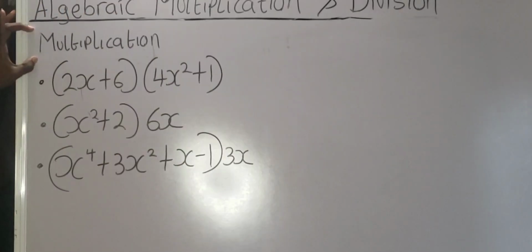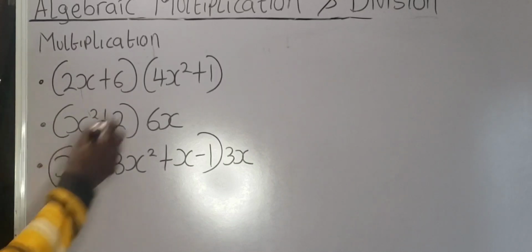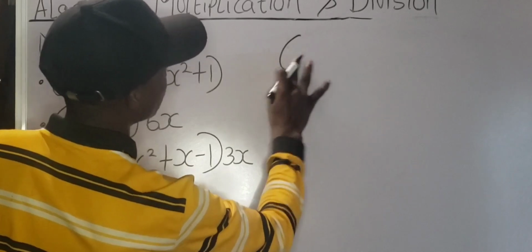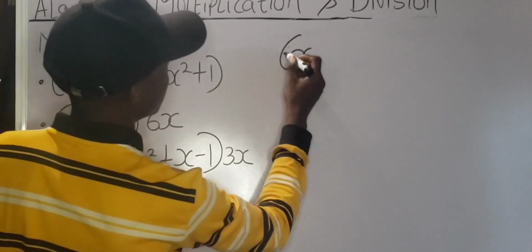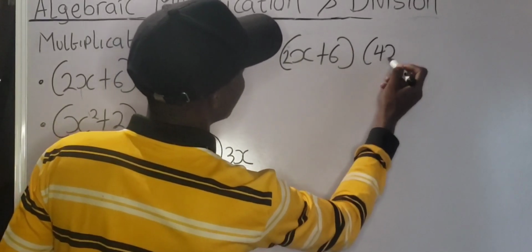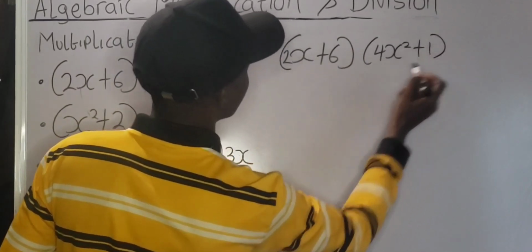Okay, let's look at more worked examples on algebraic multiplication. I want you to attempt this by yourself, okay? When you are done, then check the solution. Let's go. Let's start with the first one. The first one is 2x plus 6 multiplied by 4x squared plus 1, okay?